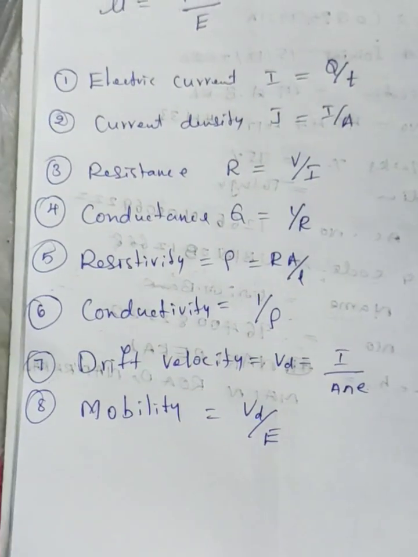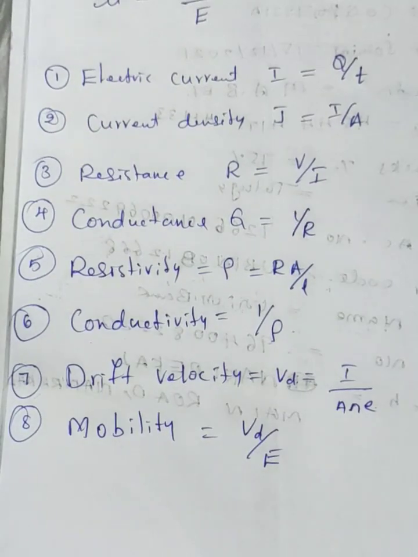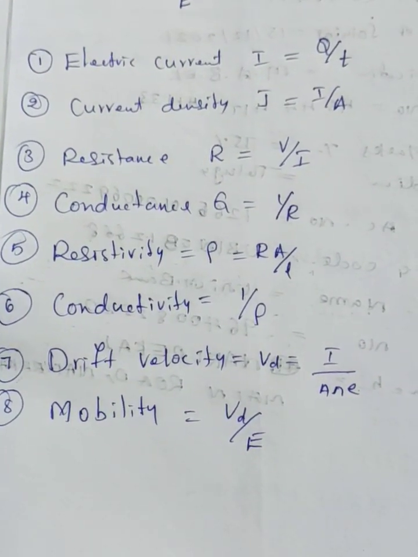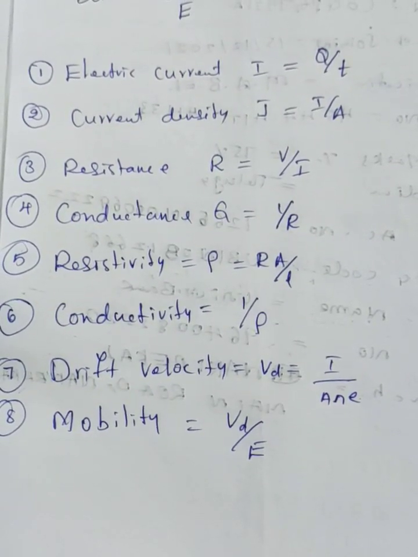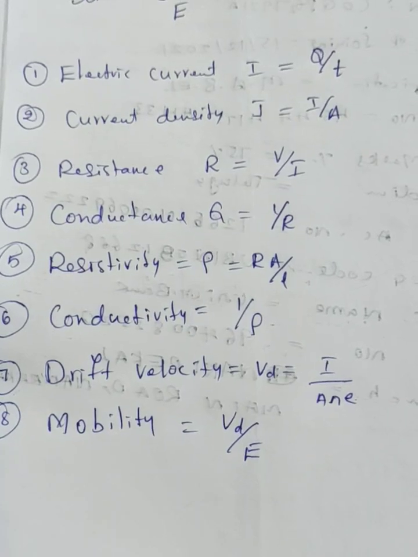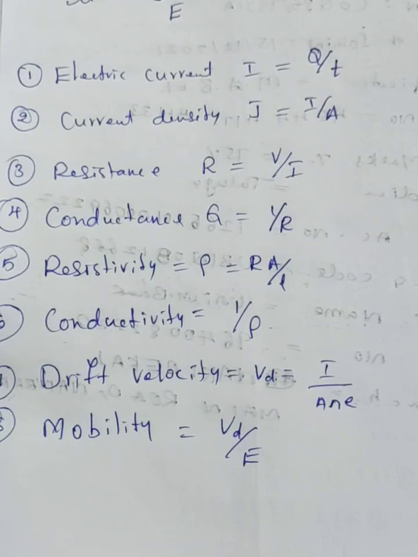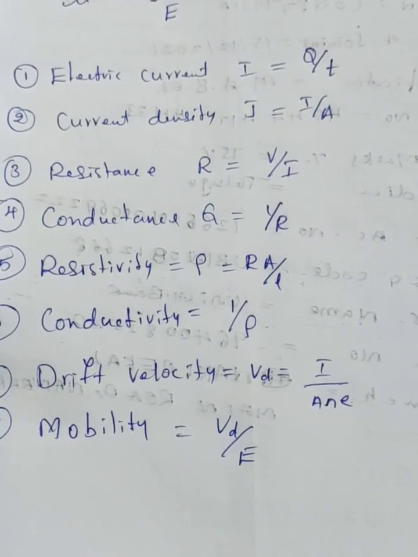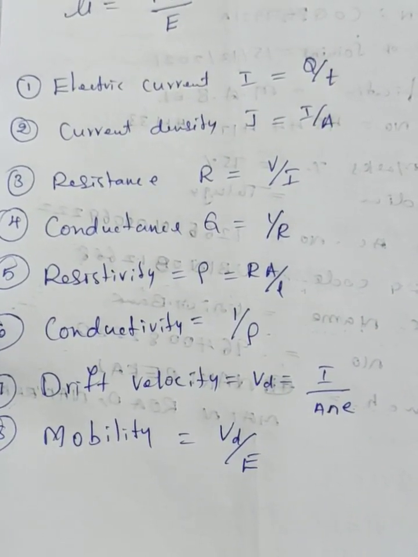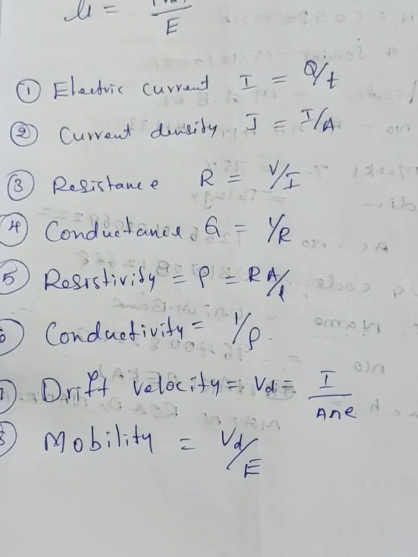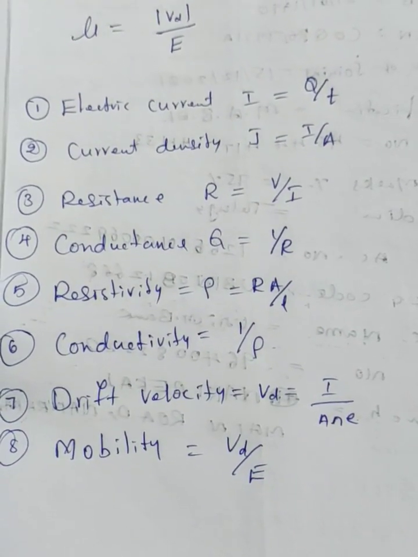Now remember this: electric current I is equal to Q by T. Current density J is equal to I by A. Resistance R is equal to V by I. Conductance G is equal to 1 by R. Resistivity, otherwise specific resistance, rho is equal to RA by L. Conductivity is equal to 1 by rho. Conductivity is sigma. Drift velocity Vd is equal to I by A into Ne. Mobility is Vd by E.